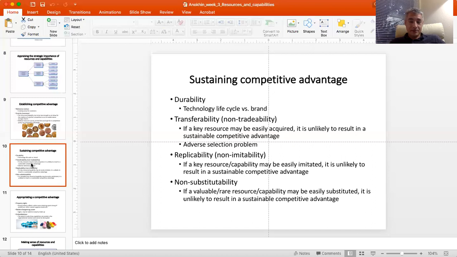The other thing that is important is so-called transferability, or sort of the flip side, non-tradability. The idea here is if that key resource that is required for your success or key capability can be easily acquired, it is not very likely to be a source of sustainable competitive advantage, right?